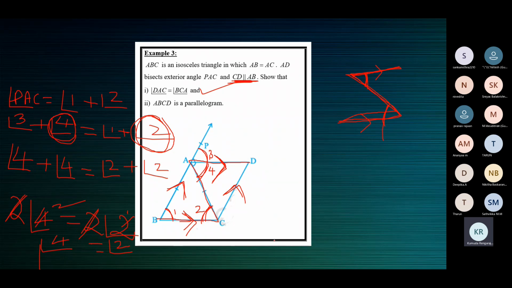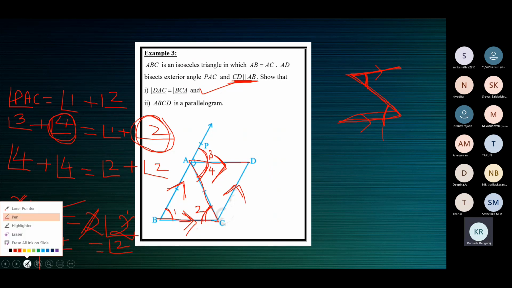A parallelogram is a quadrilateral in which both pairs of opposite sides are parallel. So one pair of opposite sides parallel was given to us, and the other pair we proved. So it's a parallelogram. That's how we proved the second part.